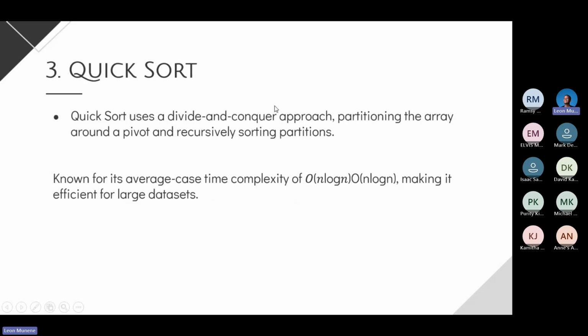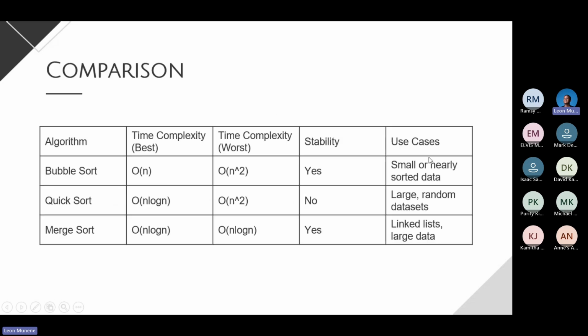Now for the comparison here, first of all, let's cover the use cases. For bubble sort, as I said, it is used for small and nearly sorted data because it's very slow and very annoying to work with. Quick sort for large and random data sets works very well. And now we have merge sort: large data and especially linked lists. This is where you get to use merge sort. Now we have stability.